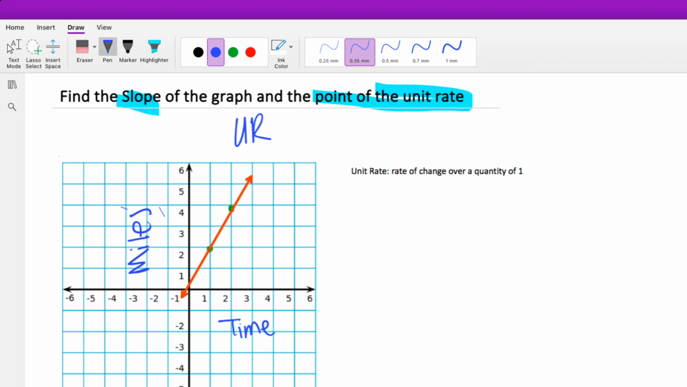So what exactly even is this unit rate? I wrote the definition right here. If you want to go ahead and jot it down, I'm going to explain it in a second, but for now, we're going to find the slope.